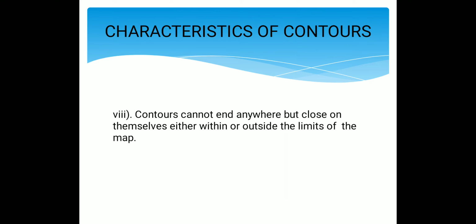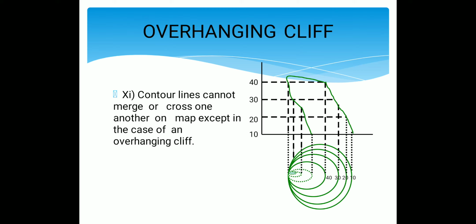The next characteristic of contour is that contours cannot end anywhere but close on themselves, either within or outside the limits of the map. How do we identify if it's an overhanging cliff? Contour lines cannot merge or cross one another on a map except in the case of an overhanging cliff. So here from the diagram we can infer that it is an overhanging cliff, where the contour lines start at the same point, intersecting on the point.